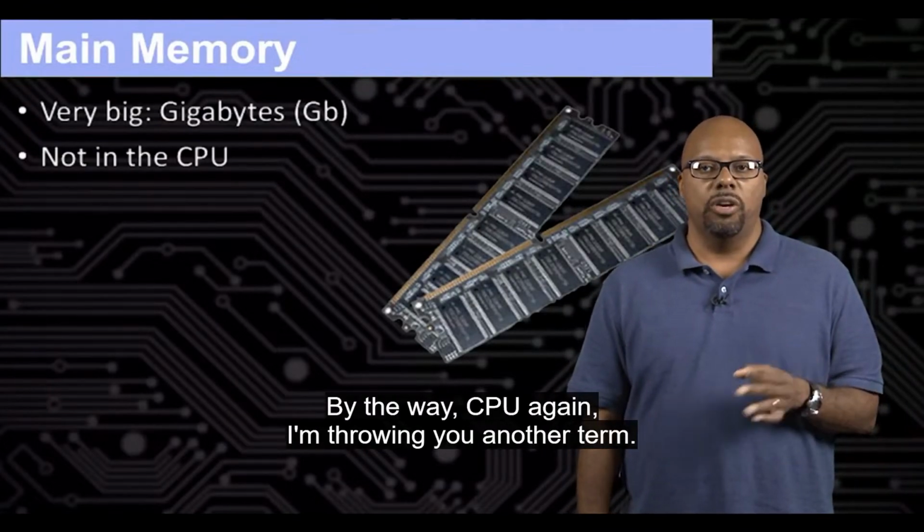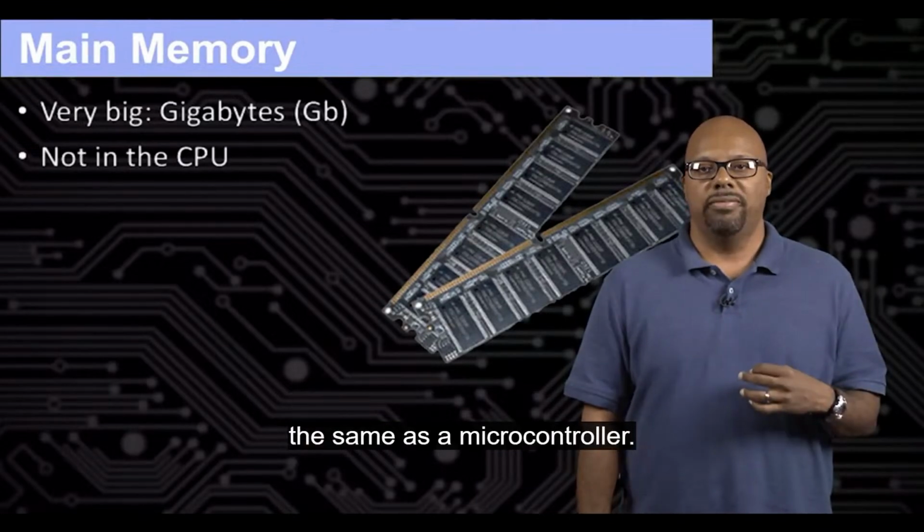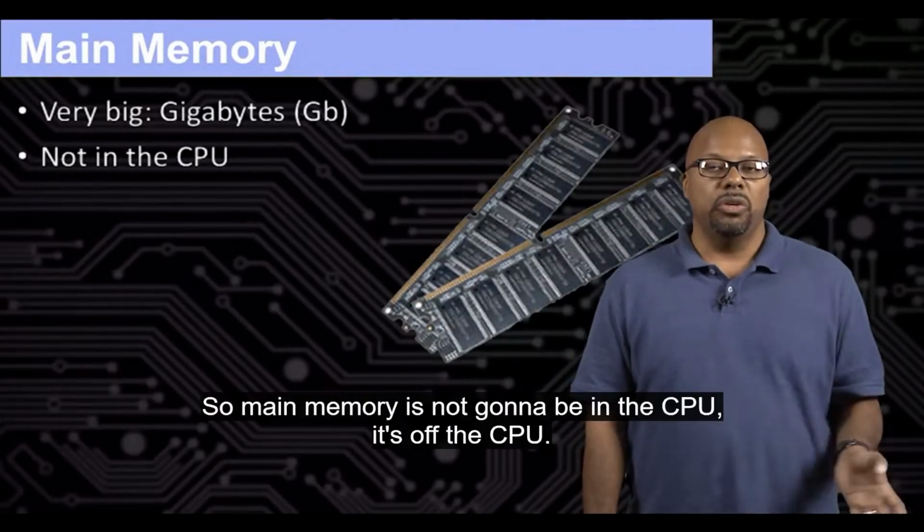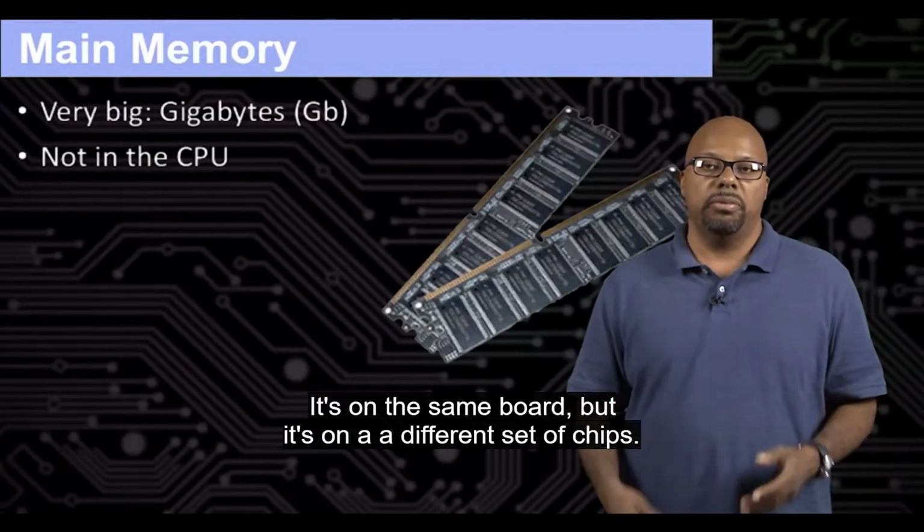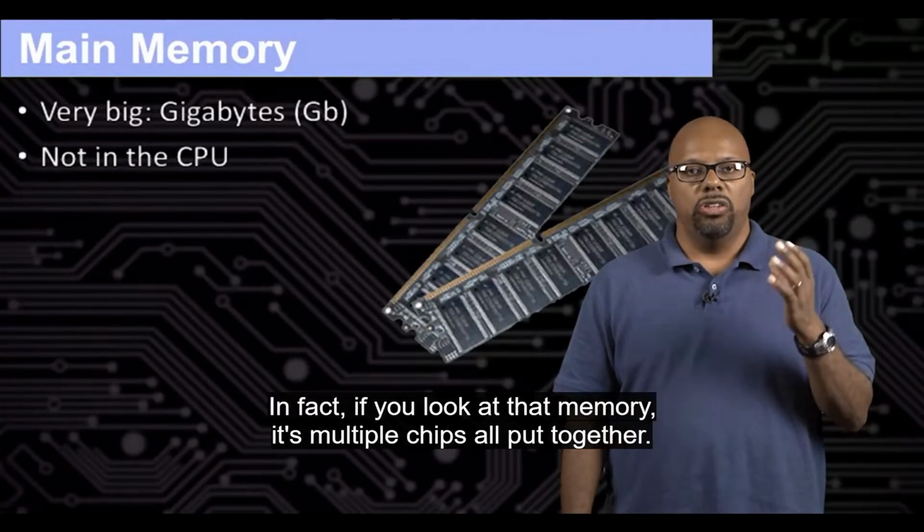Oh, by the way, CPU again. I'm throwing in another term. By CPU, I'm using that the same as a microprocessor and the same as a microcontroller. Okay, same thing roughly. So main memory is not going to be in the CPU. It's off the CPU. It's on the same board, but it's on a different chip, a different set of chips. In fact, if you look at that memory, it's multiple chips, all put together.